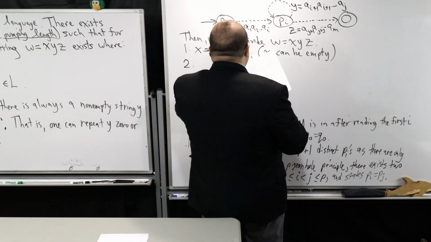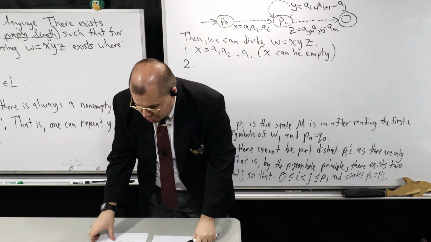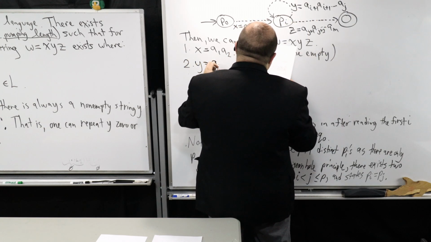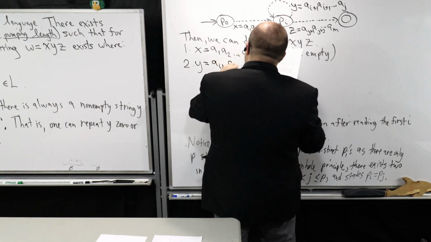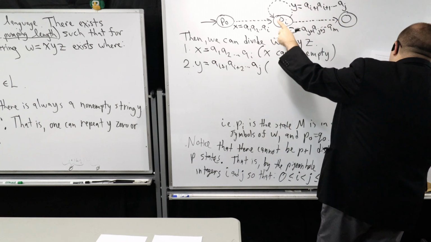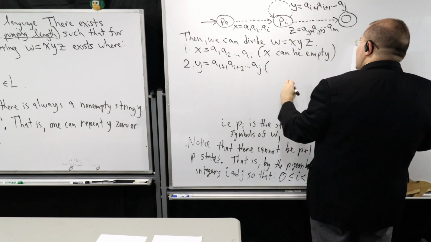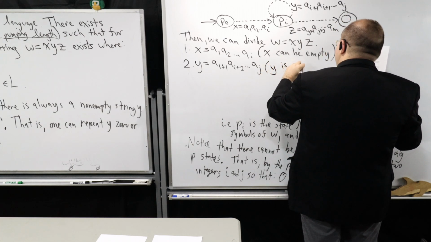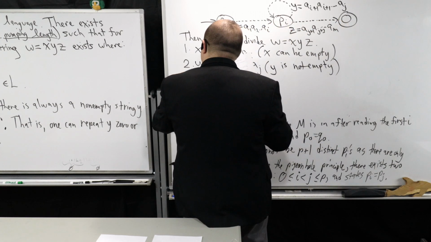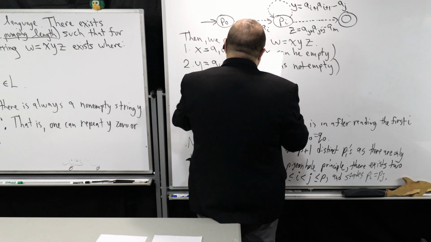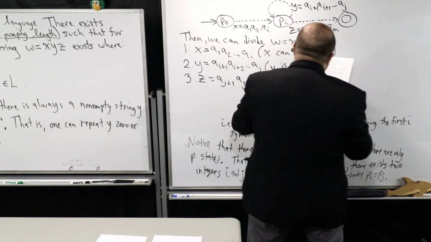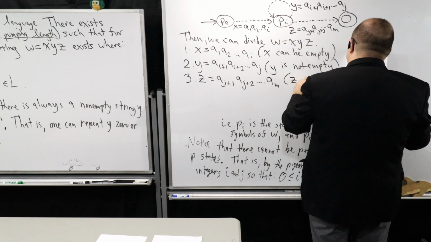Now next, Y is equal to the second part: A_{i+1}, A_{i+2}, all the way up to A_j. So this Y will take me from p_i back to p_i, which equals p_j. And I must stress that Y is not empty. That's very important. And of course, Z is everything else, and I must stress that Z may be empty.